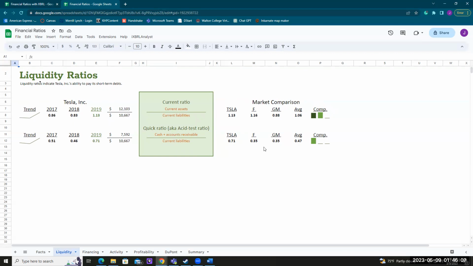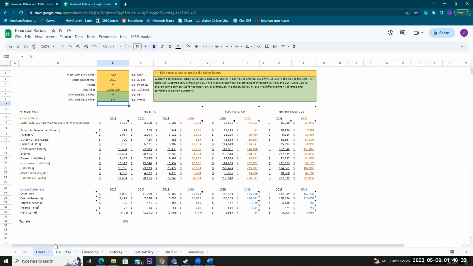And then using our quick ratio, we can actually see that Tesla is doing very well between the three. So it looks like Ford and General Motors don't necessarily keep a lot of cash or accounts receivable on hand. They might turn it into some other current assets to help fund their operations, whereas Tesla's kind of holding on to a little bit more cash and accounts receivable that we see here. And actually, if we go back over here, let's see if we can find it. Accounts receivable. So 1324 and 6268.